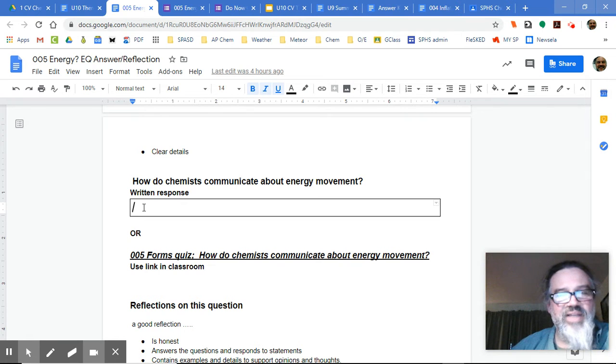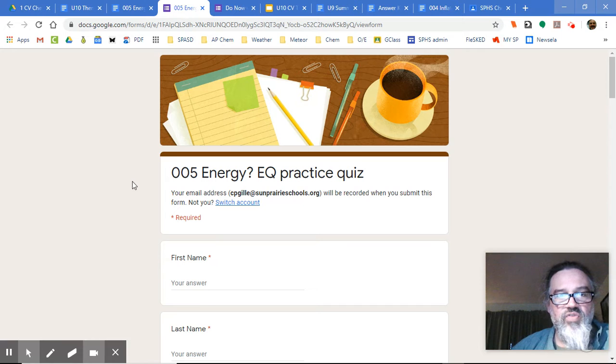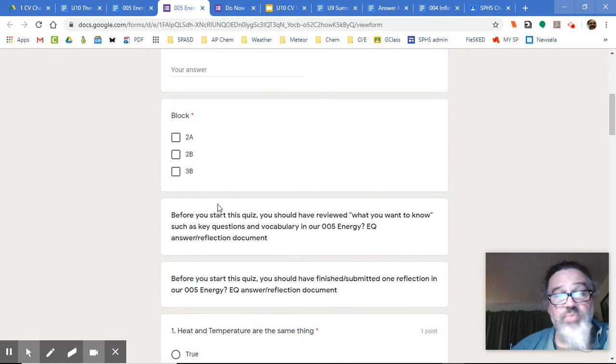Think a little bit like CER. But the big line is, do you understand? And I'll be able to look at that and see how well you're doing. If you don't want to write, you can always just do the forms quiz. On that Google Forms quiz, it's going to look like this. You're going to be prompted, though.